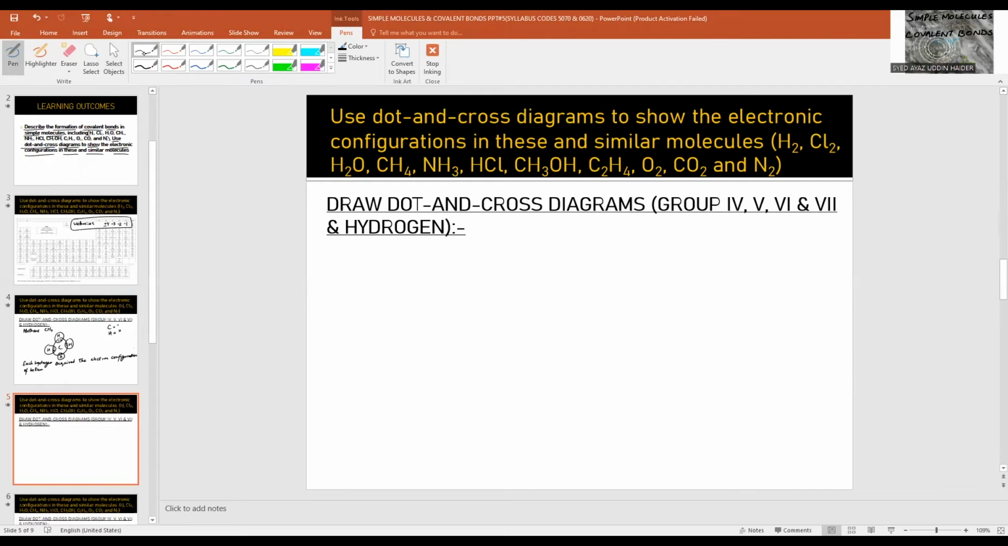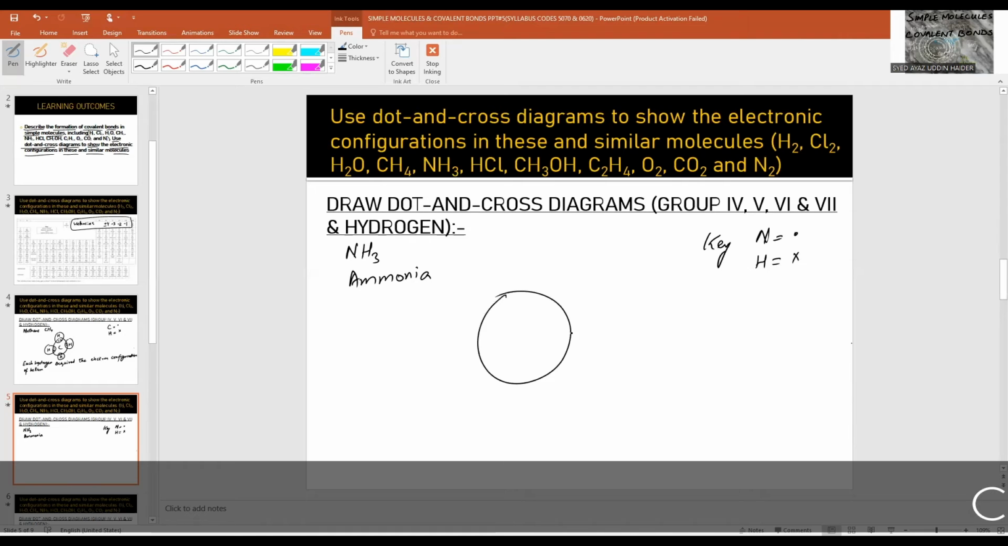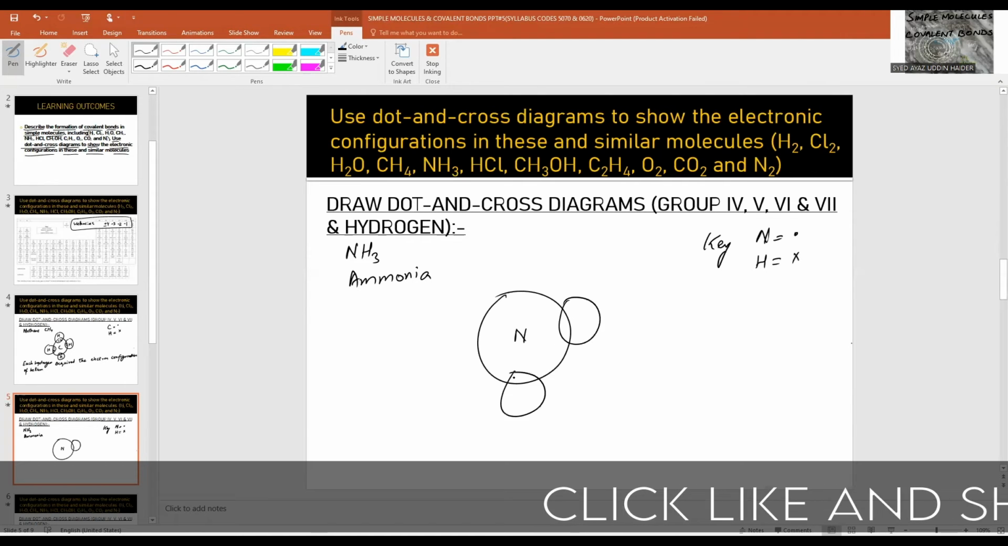Now I'm drawing dot and cross diagram for ammonia. The formula is NH3. First of all, we have to show the key. For nitrogen, I'm using dot. For hydrogen, I'm using cross. You see, there's only one nitrogen, and nitrogen is present in group 5, which means it needs 3 electrons to complete its valence shell. So each hydrogen will share 1 electron with this nitrogen atom. Let me draw. This is for the nitrogen, the first hydrogen, second hydrogen, third hydrogen.